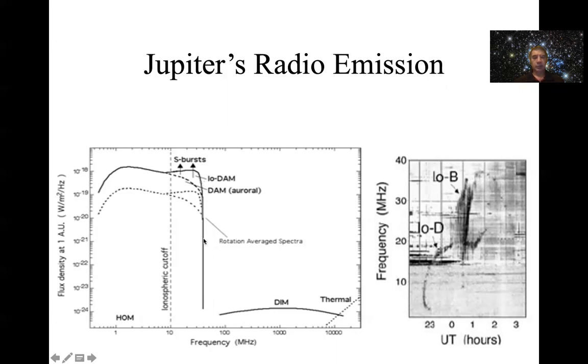Once you get to 40 megahertz, there's a massive cutoff in the spectrum, and above that the emission is pretty weak. So it's down here in the tens of megahertz frequency range where Jupiter's radio emission is extremely strong.